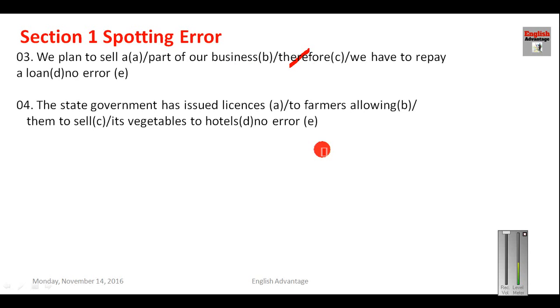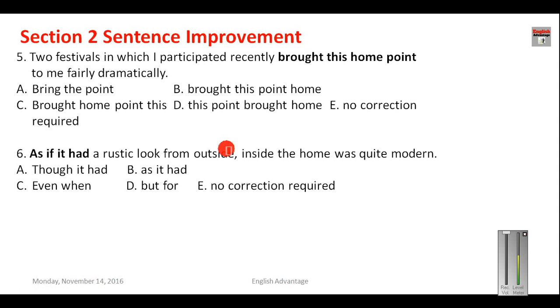Now in this sentence, the state government has issued licenses to farmers, allowing them to sell its vegetable to hotels. Now in this sentence the error lies here. These vegetables belong to farmers, and farmers are plural. So in place of this its, you must say here their vegetable. So here your answer will be D. Question number 4, answer is D.